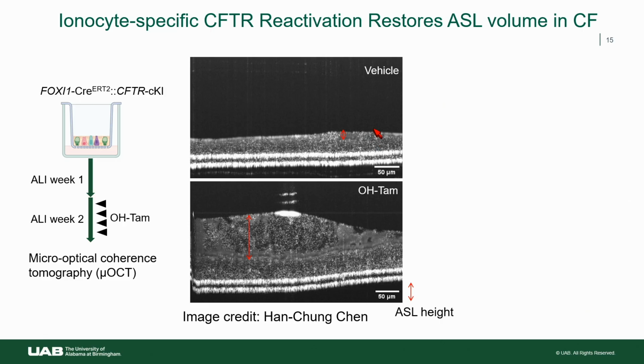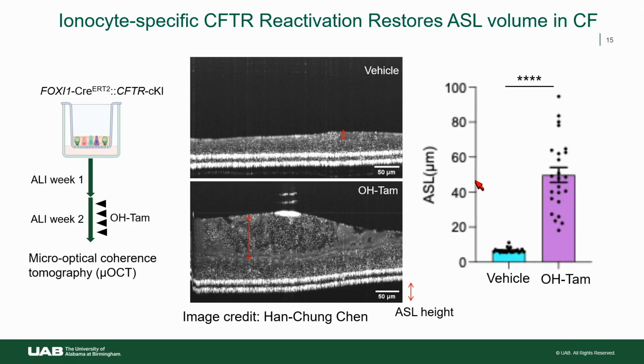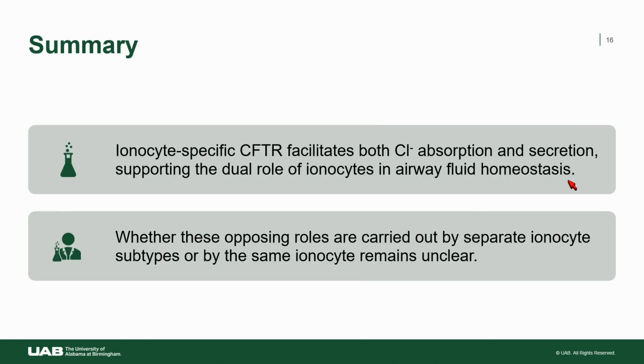What we found here is that the CF group showed very little airway surface liquid volume, but the tamoxifen treated CFTR reactivated ionocyte group showed a large amount of airway surface liquid. Then by quantification, we found that the airway surface liquid volume is significantly increased in the ionocyte-specific CFTR reactivated cultures. Then goes to my summary.